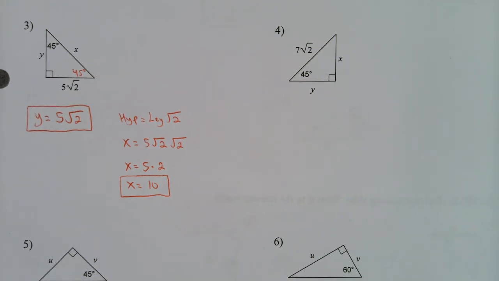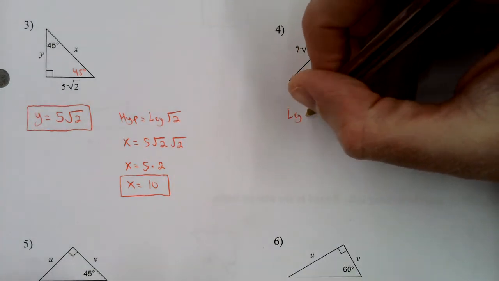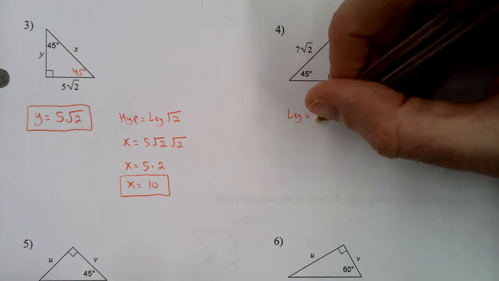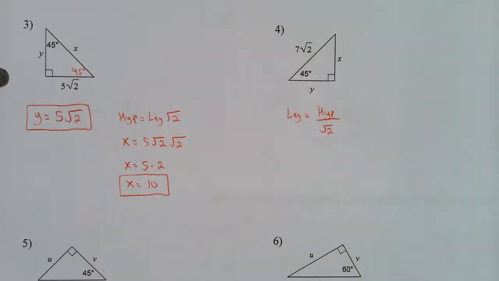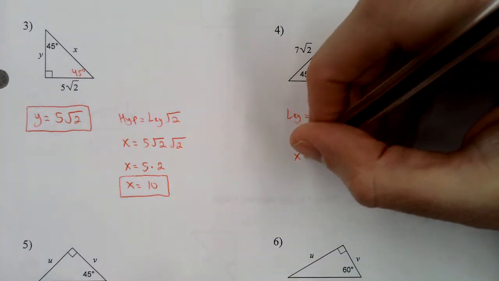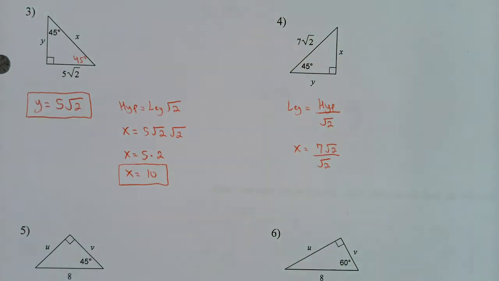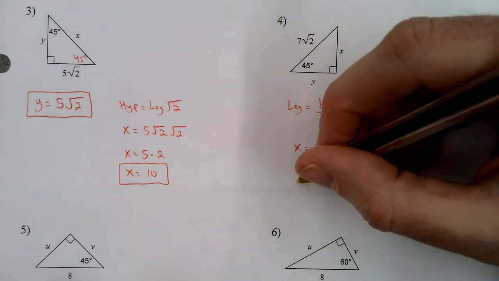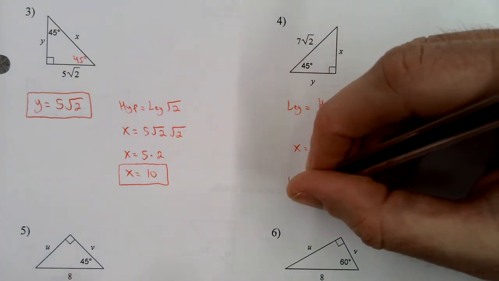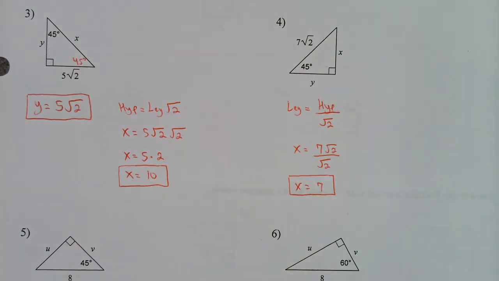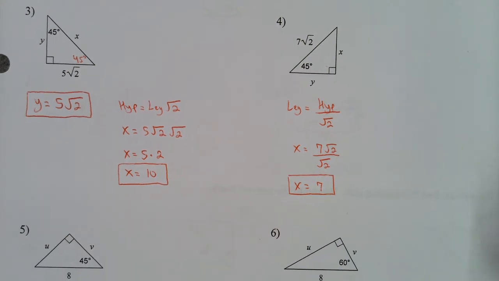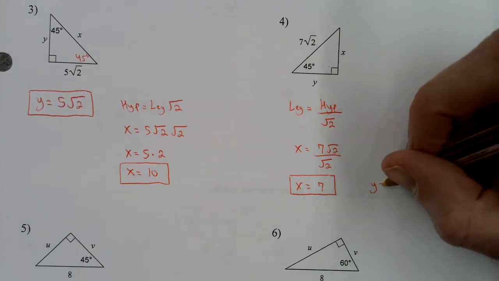Number 4, you have the hypotenuse and you want to solve for the leg. So here's the formula. Leg equals hypotenuse divided by the square root of 2. So let's start with x. X is going to equal the hypotenuse, which is 7 square root of 2, divided by the square root of 2. The square root of 2's divide out, and you get x equals 7. And both the legs are the same in the 45, 45, 90 triangle. So if x equals 7, that means that y also equals 7.